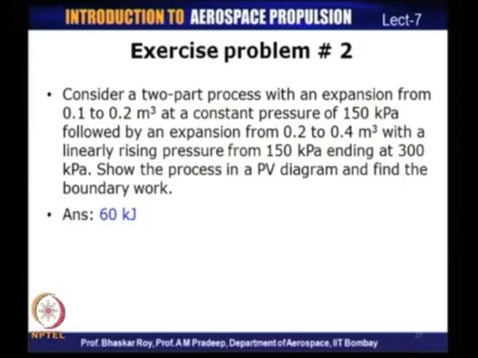So, here you have a problem where the process is carried out in two parts. First is a constant pressure process, where the volume changes from 0.1 to 0.2 meter cube, and then there is an expansion process which takes it from 0.2 to 0.4, and this expansion process consists of a linear variation of pressure from 150 kilopascals to 300 kilopascals. So, you have to find the work done during this process, as well as show the process on a PV diagram. The answer for this particular question would be the work done equal to 60 kilojoules.